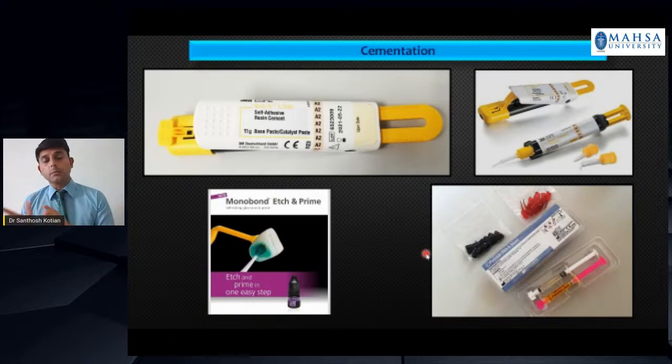Whereas the crown might need some treatments done to it. We'll come to that later. What you see here are some of the resin cement, some of the etch and prime, and here is the porcelain etch and silane, which we use for the Emax crowns.